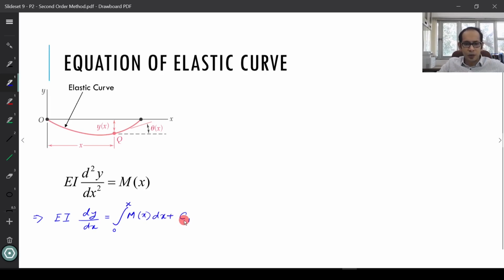integration. Now here C1 is the constant of integration, and you must also remember that here we are assuming that your beam is prismatic, that your I doesn't change. So this assumes that the beam is prismatic. If the beam is not prismatic, then in that case your I also has to be inside this integral, which has to be M of x divided by I of x.